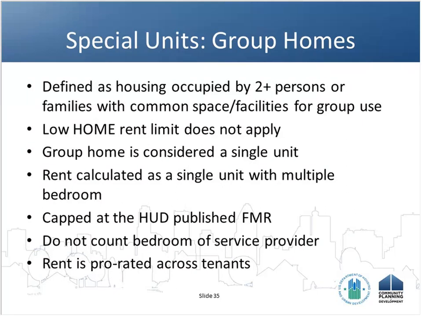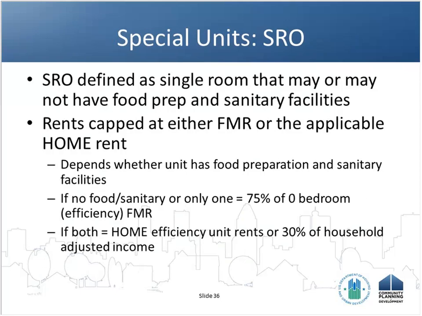And so we're not going to use the HOME rent schedule, which is based on number of bedrooms. We're going to look at that unit as a single unit. And so we're going to look to the HUD fair market rents that are listed, and then we're going to prorate that based on the number of tenants. So we're really treating this as a single unit and then dividing those costs across the tenants or the group that is occupying that unit.